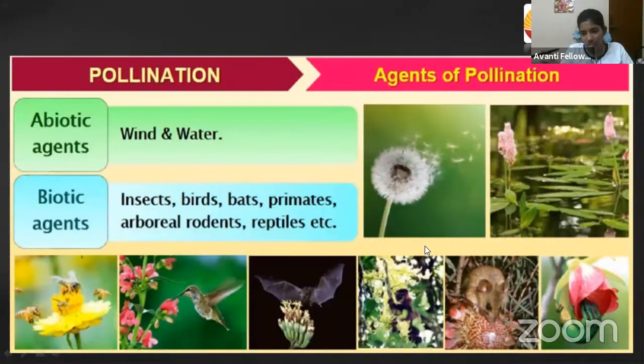Xenogamy you can also say is hologamy, where genetic recombination takes place. Abiotic agents are pollinating agents that do not have life. Biotic agents are the pollinating agents which have life and are helpful for pollination: insects, birds, bats, primates, arboreal rodents, reptiles, so many. We'll see one by one.